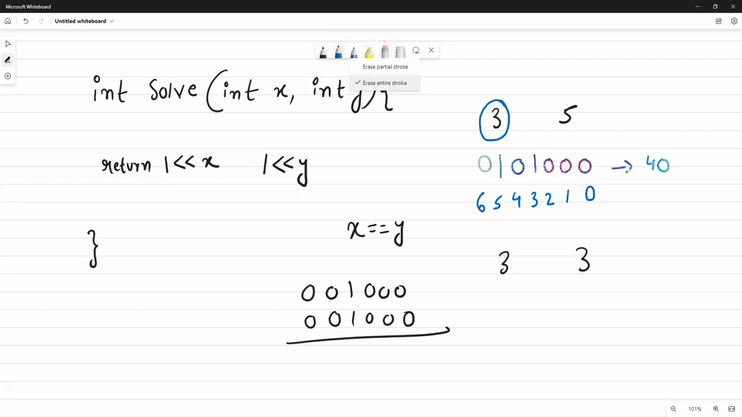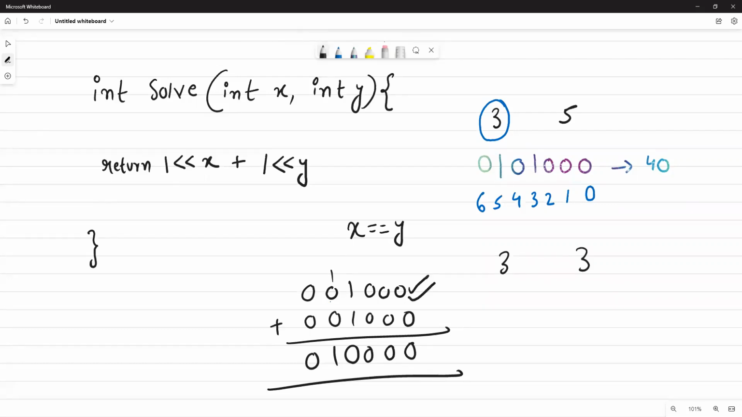Sorry, not the OR operator, just a minute. When I'm adding these numbers, 1 plus 1 gives you 10. That means here it will be 0, and this will be 10, so 1 will be carried forward, giving 1 and 0. And this should not be your answer. Your answer should be only this much, even if the two bits are getting set.